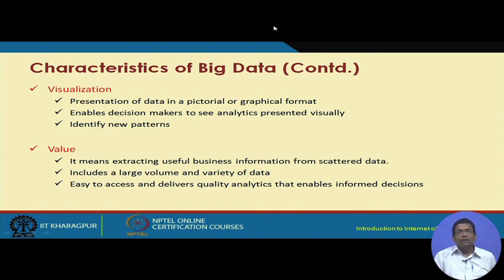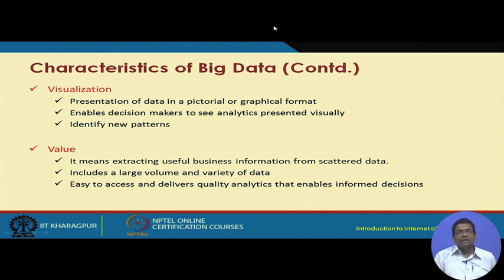Visualization concerns how to present the data pictorially or in a particular easily understandable format. It enables the decision makers to see the analytics that are presented visually and identify new patterns.